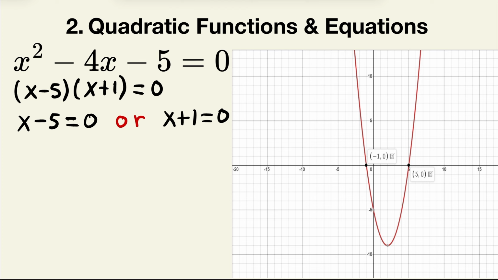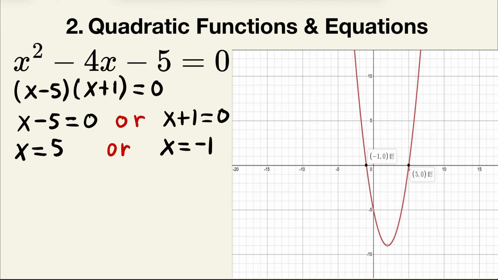And so we know that x, when you add 5 to both sides, x equals +5. And subtract 1 on both sides, so that is x equals -1. Okay, so the solutions to the equation are x equals 5 and x equals -1.